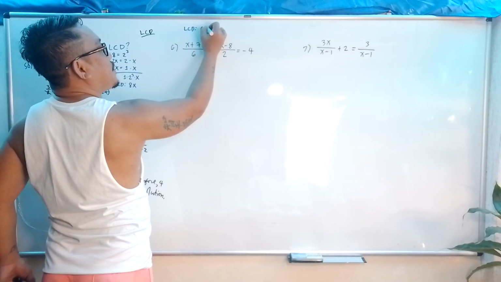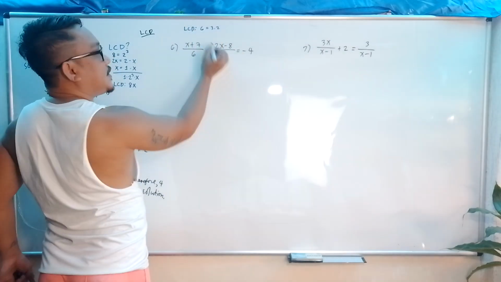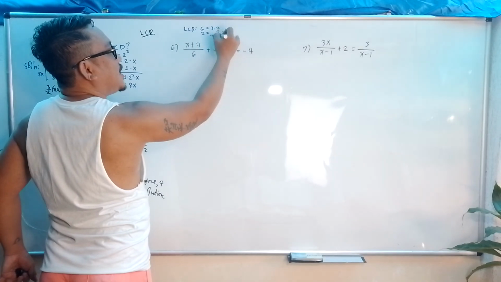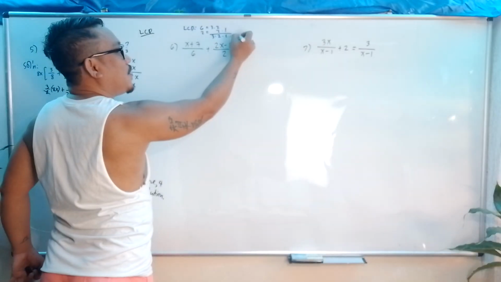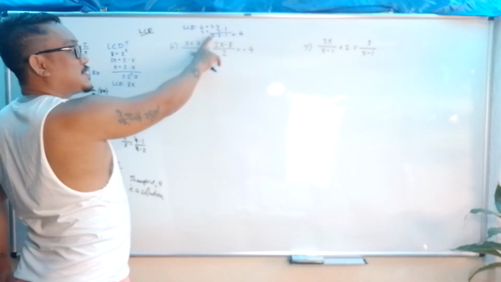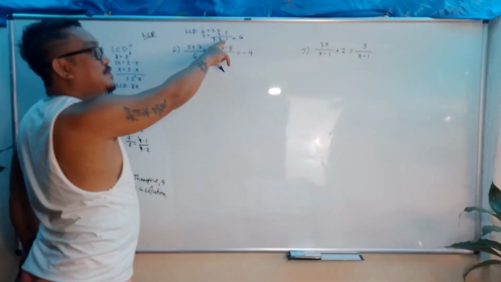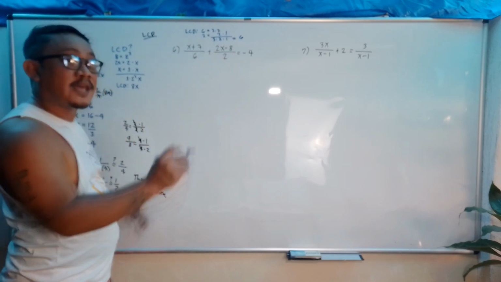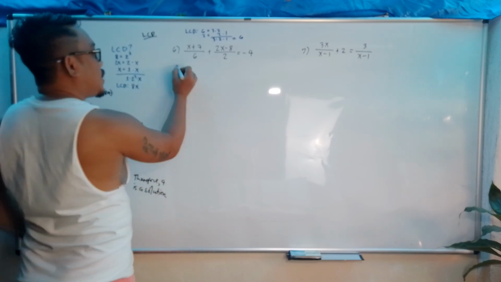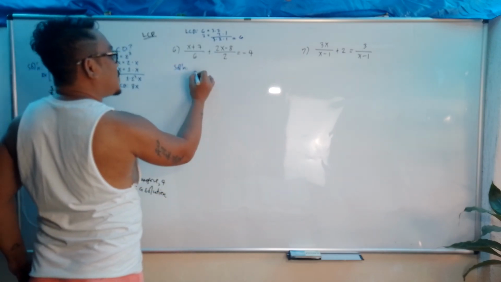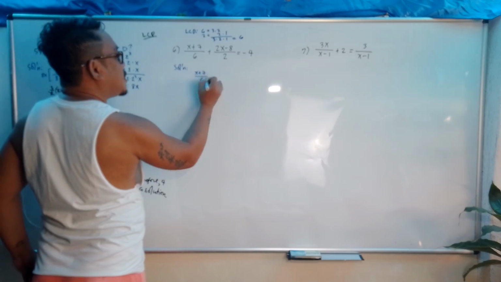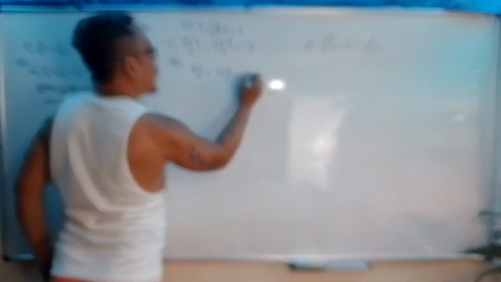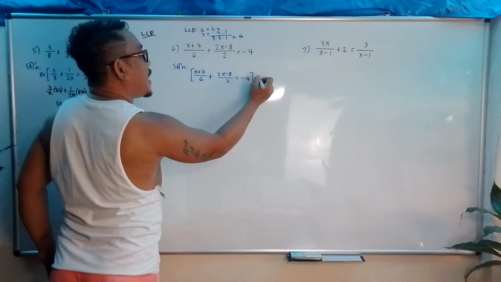Si 6 can be written as 3 times 2, while 2 can be written as 2 times 1. So, iyang LCD kaning 3, isa ka 2, ug isa ka 1. So, it follows that you have 6, correct? Because 3 times 2 is equal to 6 times 1, you have 6. So, meaning to say, itong LCD is 6. So, muna itong i-multiply sa both sides sa equation. Okay. So, nakakuha naman tayong LCD. So, you just copy x plus 7 over 6 plus 2x minus 8 over 2 is equal to negative 4. Then, we will multiply both sides by 6.